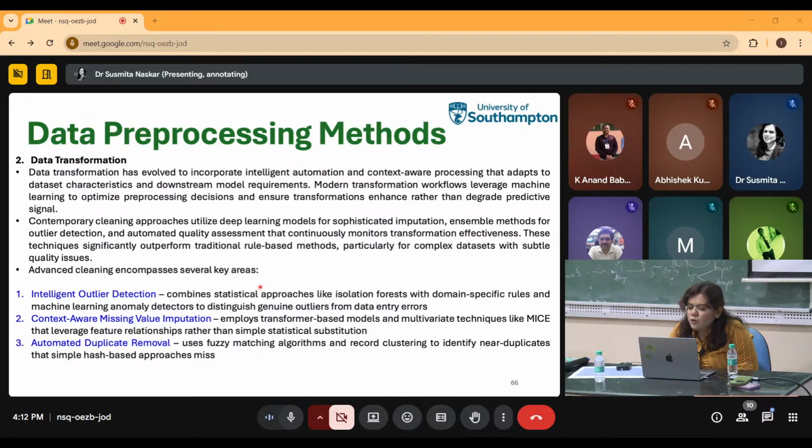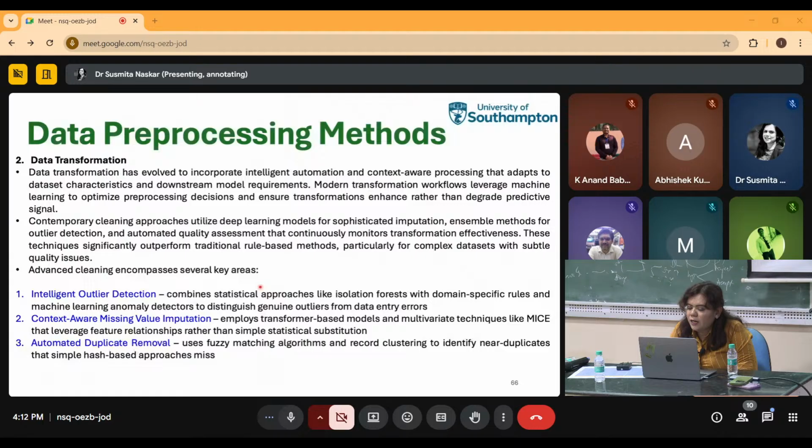And the development you can see throughout this for the data processing method, or the data transformation, is that we are seeing deep learning models used quite a lot for sophisticated imputation of the missing values, right? And also ensemble methods being applied for outlier detection. We also see automated quality assessment tools being used continuously to monitor how effective the transformation can be.